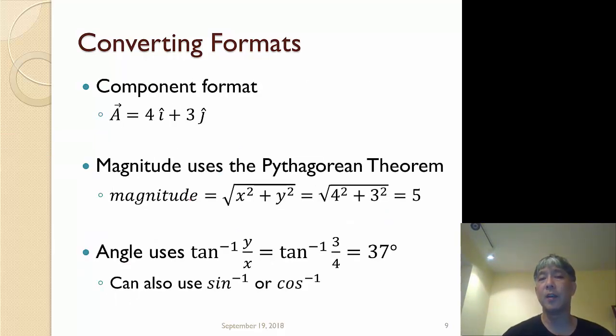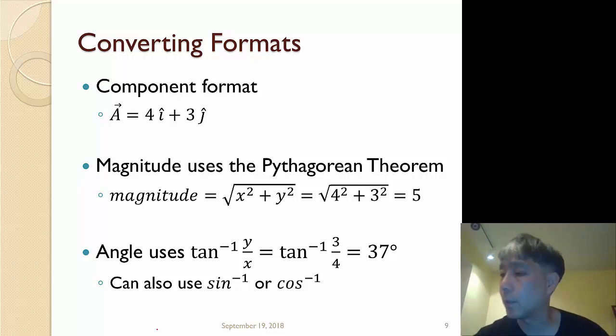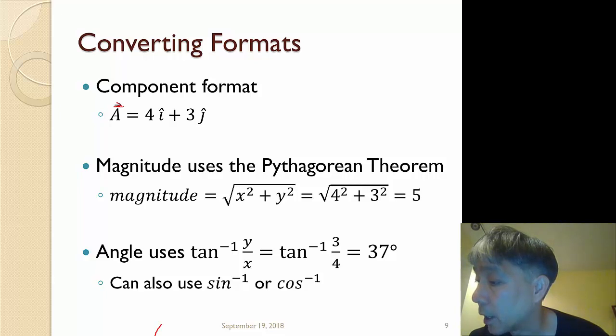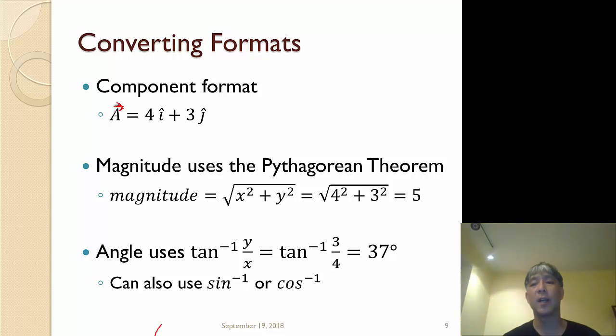So in component format, here's the vector that we just saw, A, and notice it has a little arrow on top. There's our little arrow. That little arrow means that what we're looking at is a vector. And in this case, the vector is equal to 4 i hat plus 3 j hat.